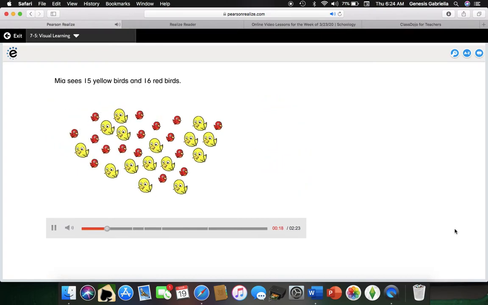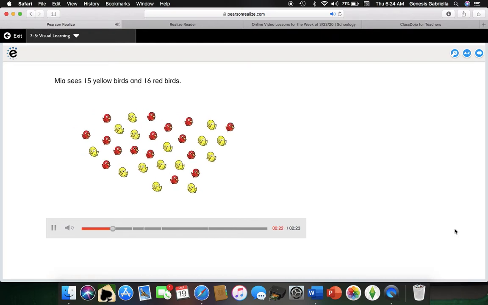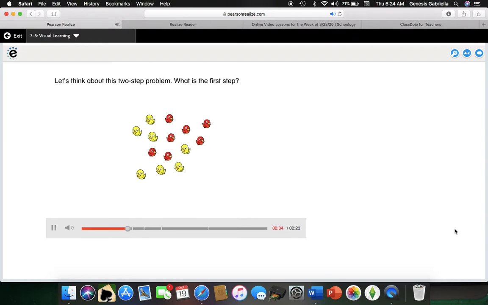Mia sees 15 yellow birds and 16 red birds. Some birds fly away, and now Mia sees 14 birds. How many birds flew away? This is a two-step problem. Let's think about this two-step problem. What is the first step?